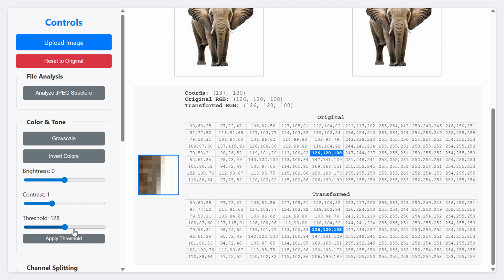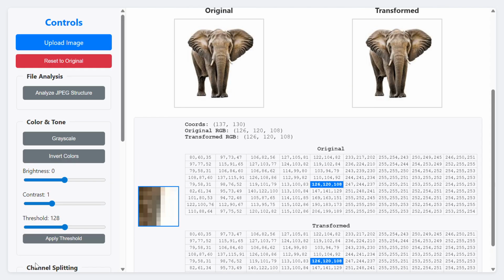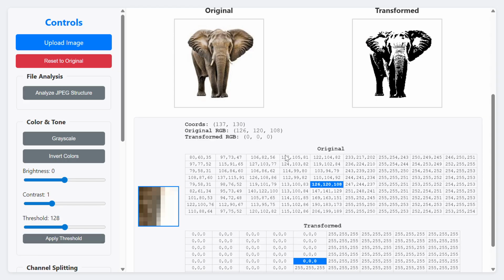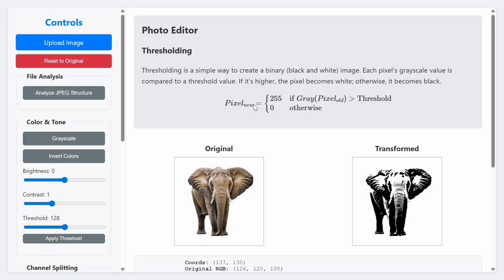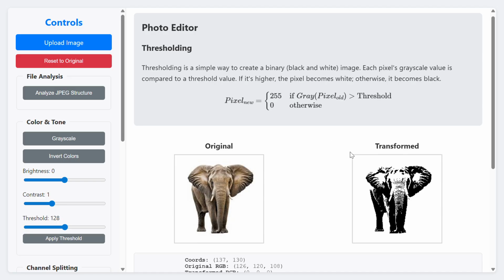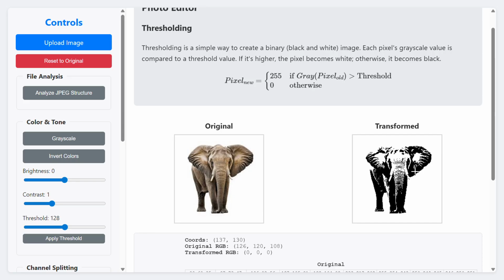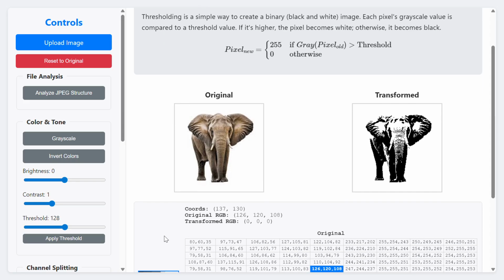Now look at the threshold. What threshold does is if brightness is above 128, then it will make it white. If it is below 128, it will make it black. Let's apply the threshold. If the pixel's brightness value is greater than the threshold, then it will give us pure white, otherwise pure black. So this is just two colors, black and white, and not even shades of gray. There are no grays here.